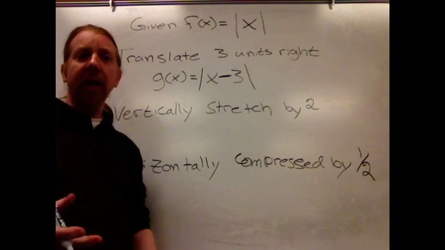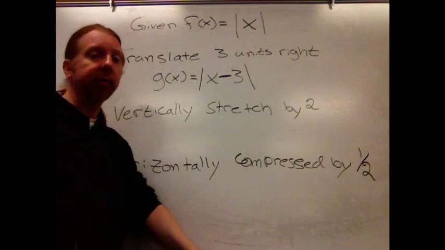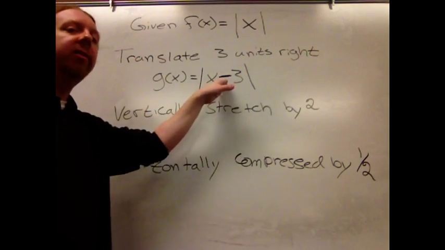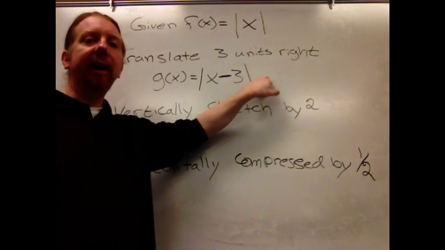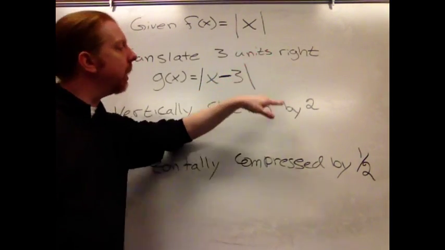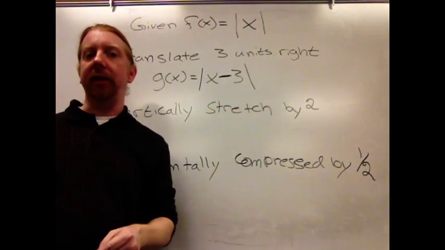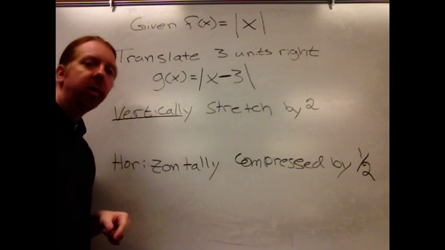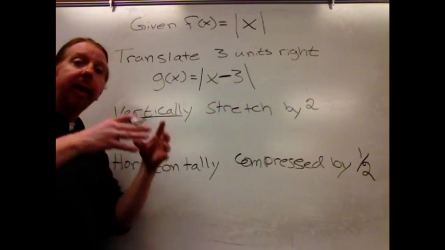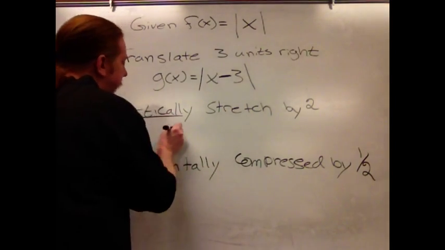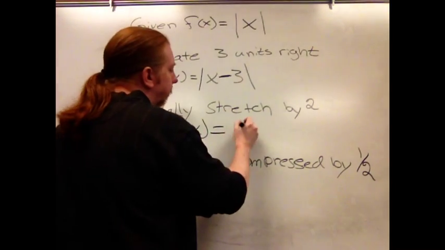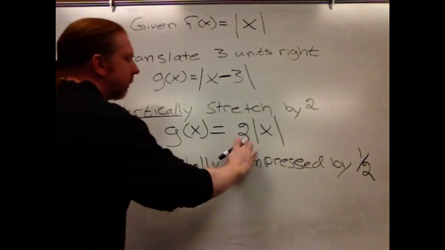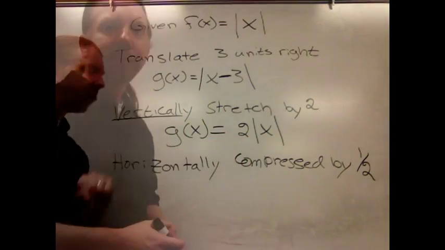Another way that you might survive this is simply to memorize the rule. For example, I memorize: if I see a minus sign inside, that's to the right. A plus sign inside, that's to the left. A plus sign outside, that's up. A minus sign outside, that's down. Vertically stretching by 2. Well, now I'm out and out telling you we're working in terms of vertical. So again, that's my reminder that it's outside the function. So in this case, g of x would be 2 times the absolute value of x. So again, that's outside there.